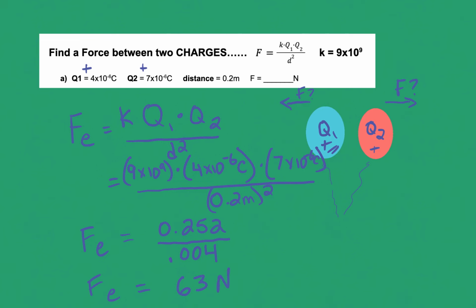63 newtons. So let's interpret that. That's not a huge force, that's not a small force, but it's pretty significant, and it would be both the magnitude of the force to the right, how hard does Q1 repel Q2, but that's also the same amount of force that Q2 pushes on Q1. So we've got a final answer of 63 newtons is the mutual repulsion between the two.